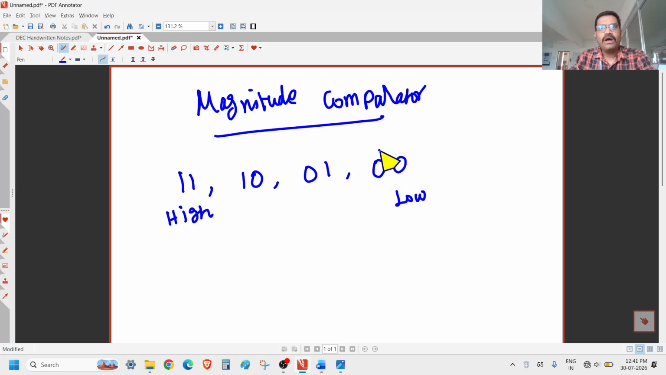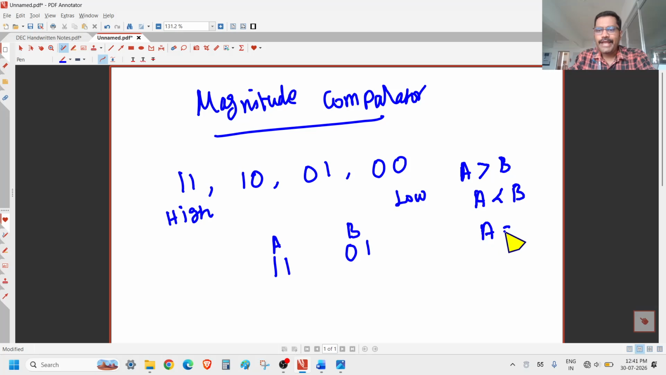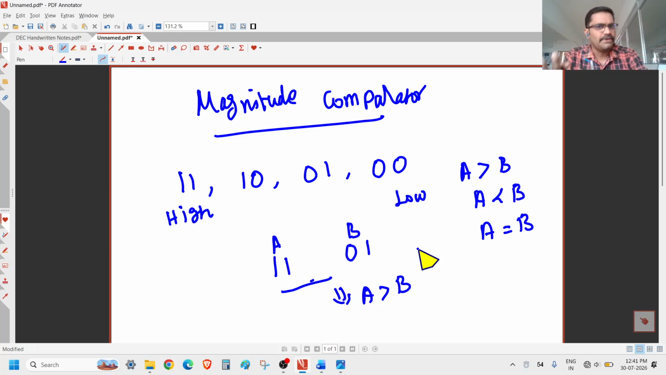It will compare the magnitudes. For example, 1 1 is the A input and 0 1 is the B input. Compare 1 1 with 0 1 and it will deliver the output. What are the outputs? It is very simple: A greater than B, A less than B, and A equal to B. In this case, A is bigger than B, so the output is A greater than B. Likewise, it will produce the output. That is the concept of the magnitude comparator. It's a very simple concept.